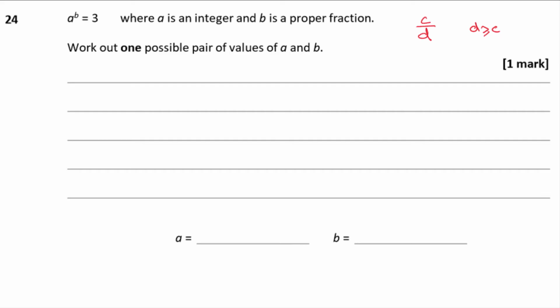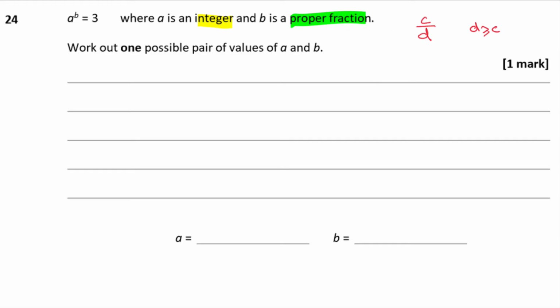Okay, so it needs to be a fraction where the number on the top is smaller or the same size as the number on the bottom. Otherwise, it's an improper or top-heavy fraction. And we know that a is an integer. Integer is a positive or negative whole number. Okay, so now we know what those words mean, then we know we can maybe proceed. Okay, so a is going to have to be an integer, a whole number. And if I then raise it to a fraction and I get 3, what could it be?